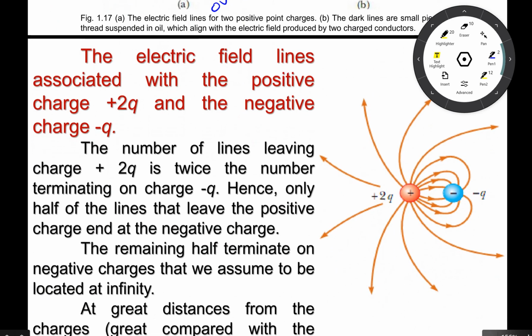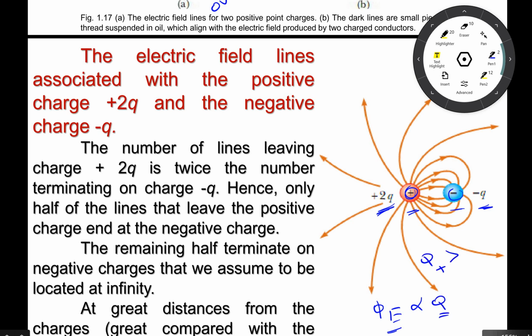And if we have positive and negative charges, as we said, the field lines always start from the positive charge to the negative charge. But here we assumed +2q and -q, so the magnitude of the positive charge is twice the magnitude of the negative charge. And as we said, the number of field lines is proportional to the value of the charge.